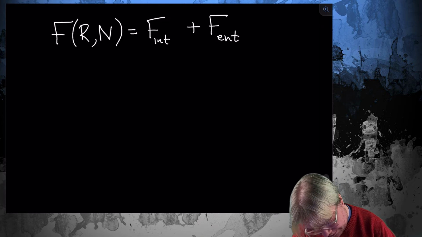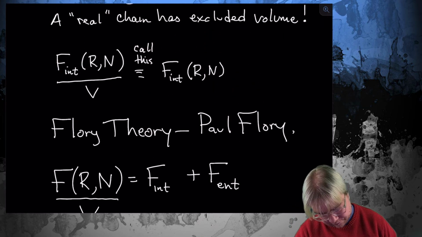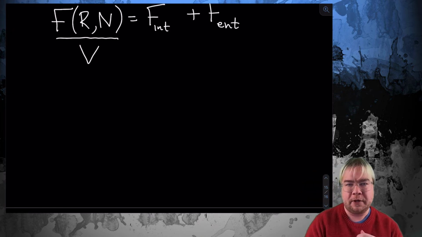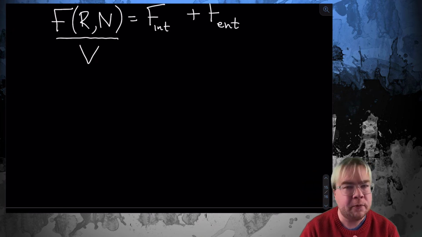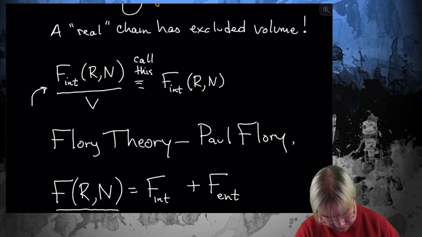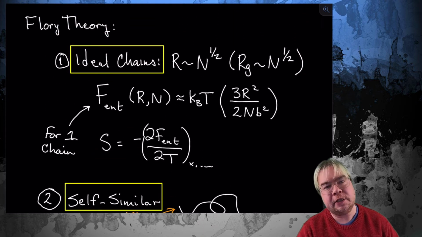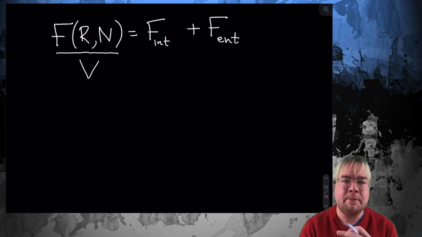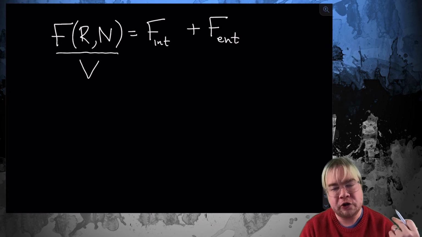So this is actually going to be the free energy per volume, because of this reason that I laid out here. If you look back to the notes from last time, you will see that we normalize that by the volume. We have the free energy due to entropy, and we have the free energy due to interactions that we derived last time by taking a virial expansion. So we expanded the free energy in terms of the concentration, the number of monomers per volume.